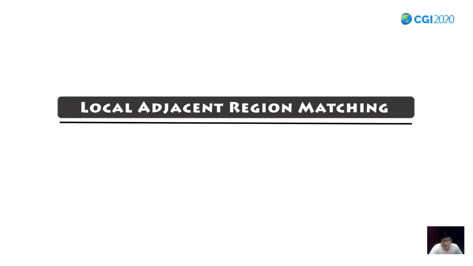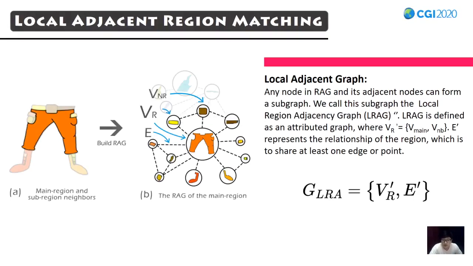Well, the next model is a local adjusted region matching model, aka the LARM model. This model's function is that if we have to match regions with their neighbors, we can find the correspondence of their adjacent regions. In other words, we can find the correspondence between two local adjacent graphs. So what is a local adjacent graph? Local region adjacency graph, aka LRAG, we can see it as a subgraph of RAG.